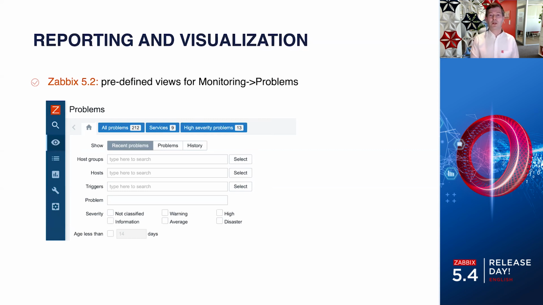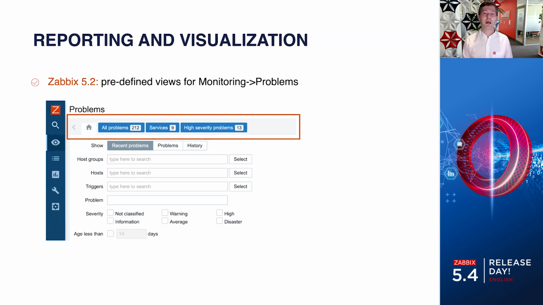And then you can switch very easily with just one mouse click from one view to another, like in my case, all problems to service-related problems to high-severity problems. It's all just one click. Yeah, it's a very, very nice feature. Okay, so that's what we had in Zabbix 5.2.